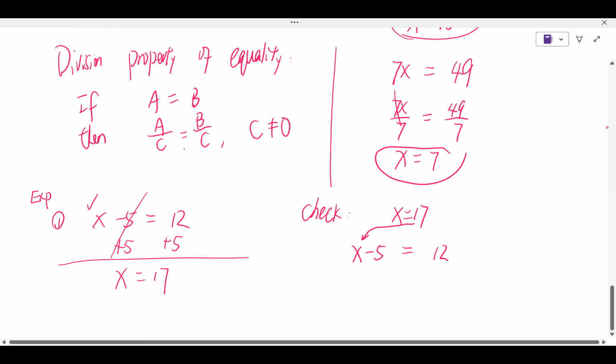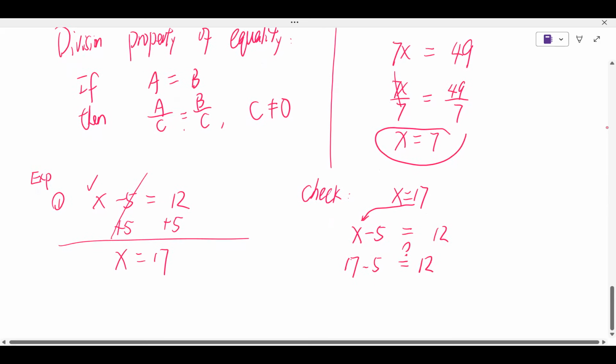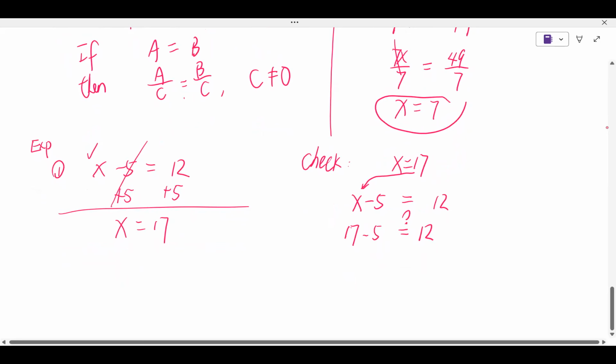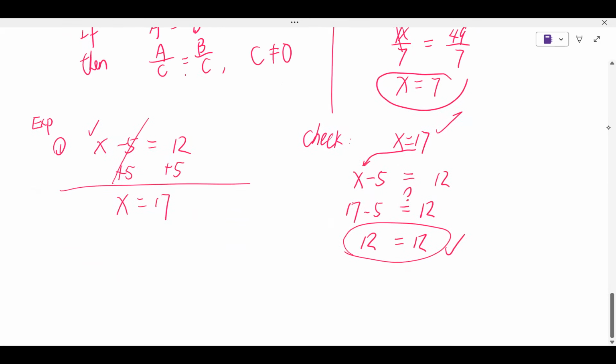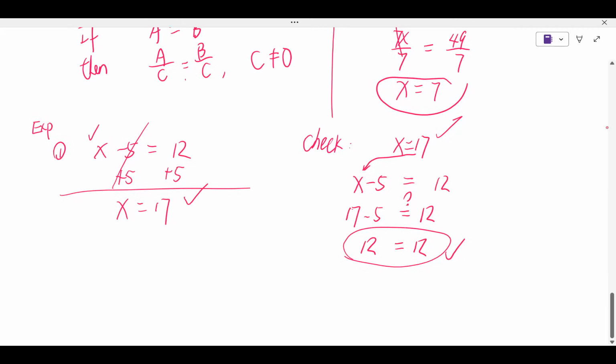So 17 goes here. Then get 17 minus 5 on the left. We don't know whether or not they equal to each other. If you have the correct answer, they should, right? They equal to each other. But if you end up with the incorrect answer, then left hand side is not going to be equal to right hand side. So right here, we plug in 17, 17 minus 5 is 12. And 12 is the same thing as 12. That means this is good. The answer is good. And that's how you double check the answer is good.